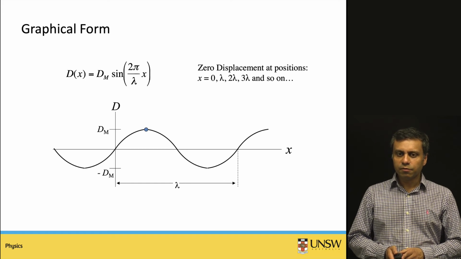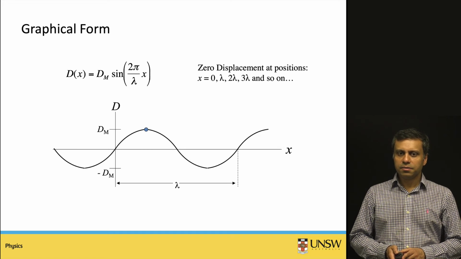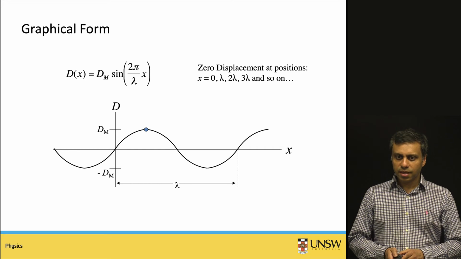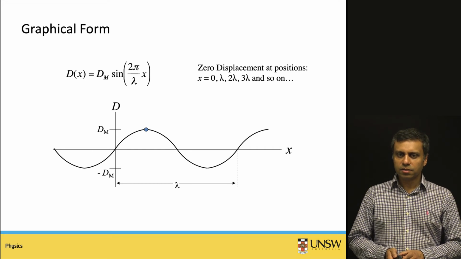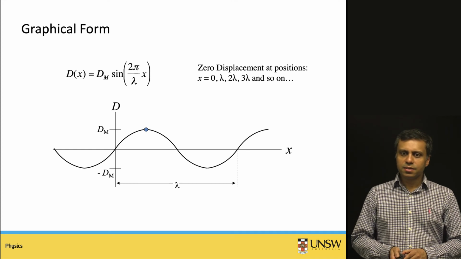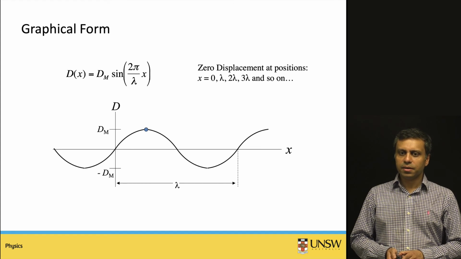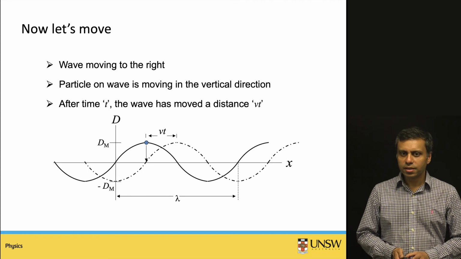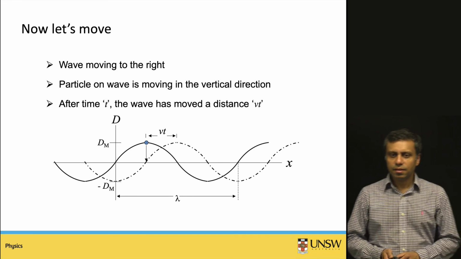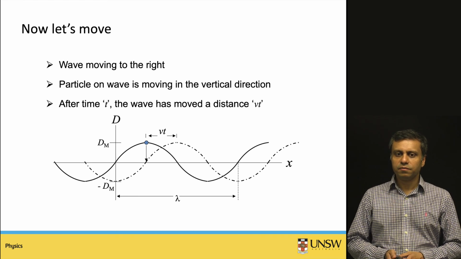And this shows the graphical form of this equation here. On the y-axis, we have d of x, and the horizontal axis shows x, and we show one wavelength of the wave. So notice that the displacement is 0 at positions x equal to 0, lambda, 2 lambda, 3 lambda, and so on. Now let us propagate this wave, that is, add time to this problem. So in a time t, because the wave is traveling at velocity v, the wave propagates a distance v times t.